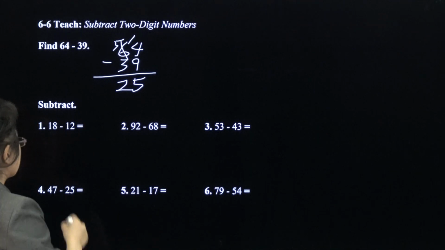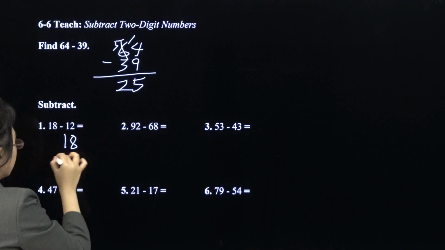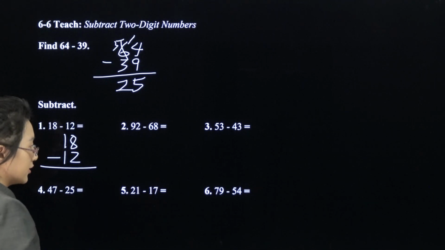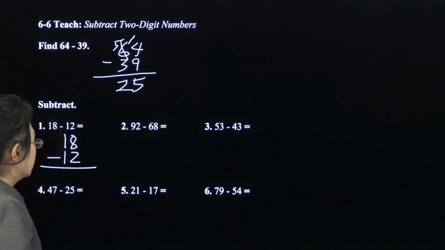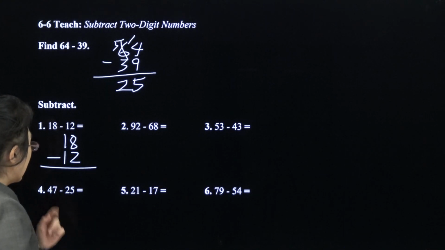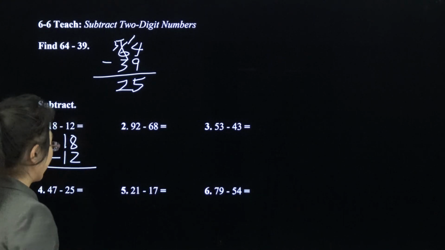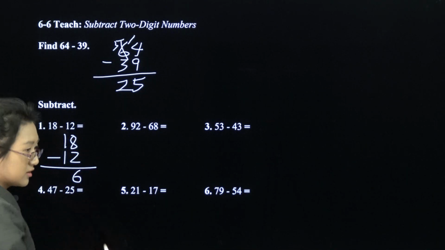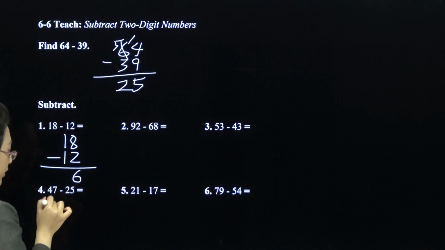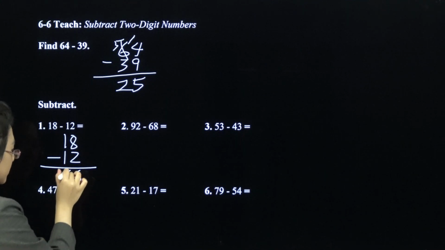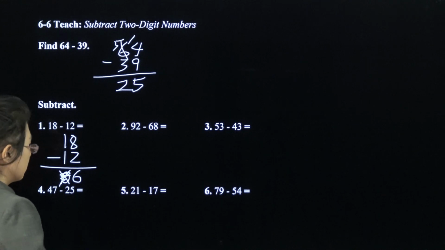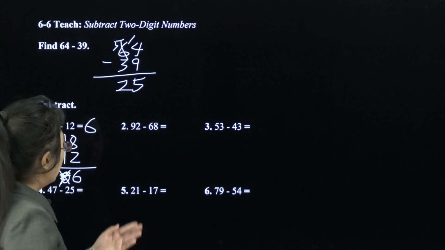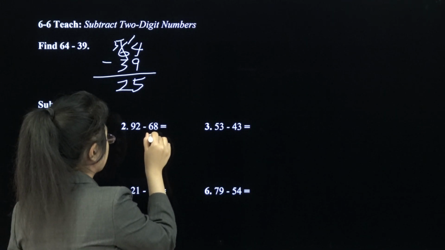Now let's do some other questions. 18 minus 12. We line them up. We start from the smallest place value, and that's the ones place. 8 minus 2, we don't need to regroup for that, and that's just 6. We move on to the tens place. 1 minus 1 is 0. We don't need to write it down, because 06 is the same thing as just 6. So our answer is 6. 92 minus 68.